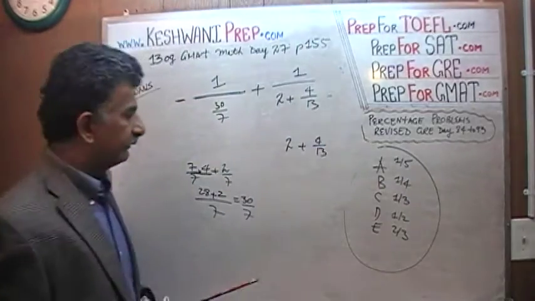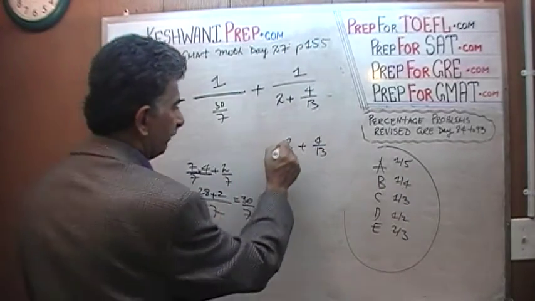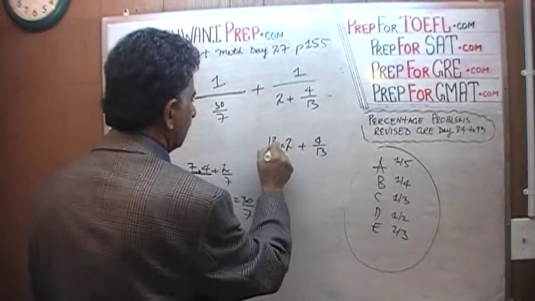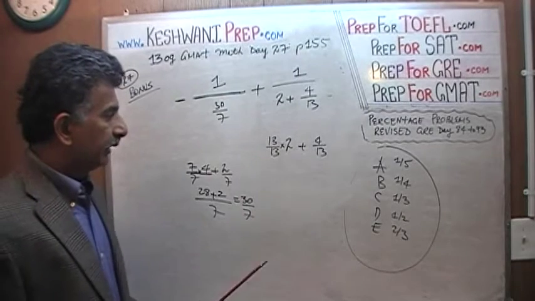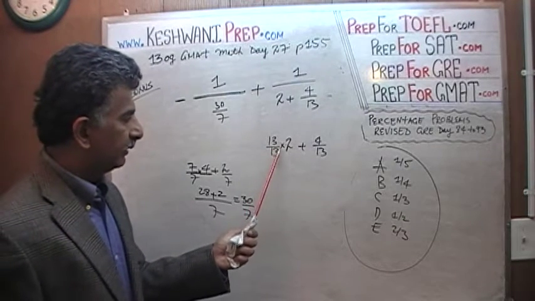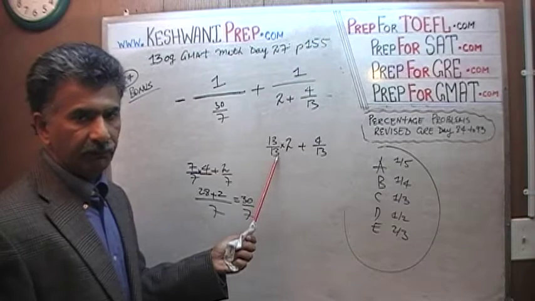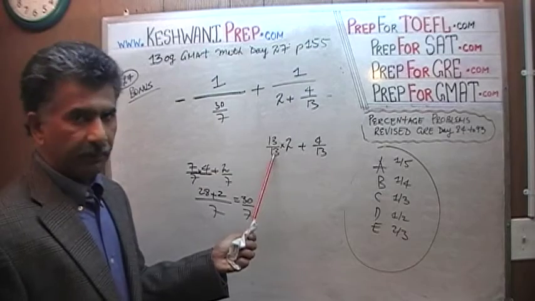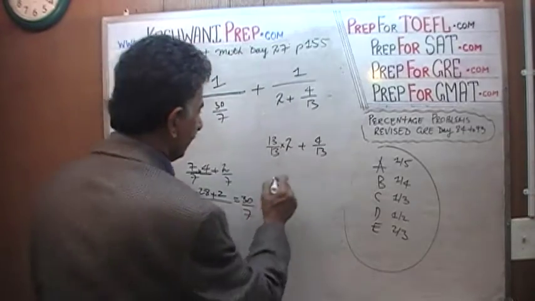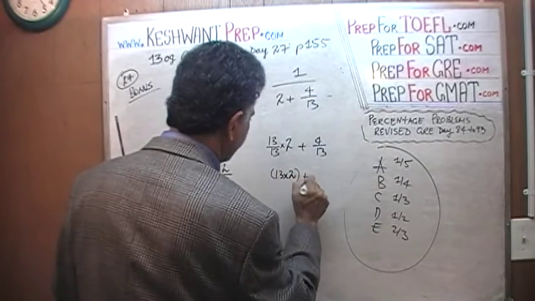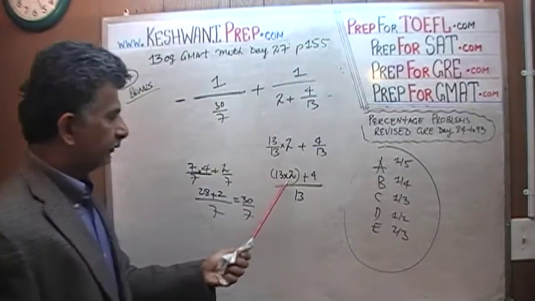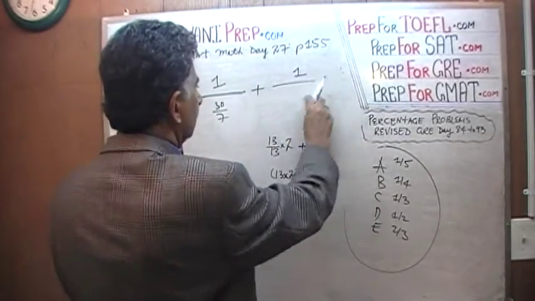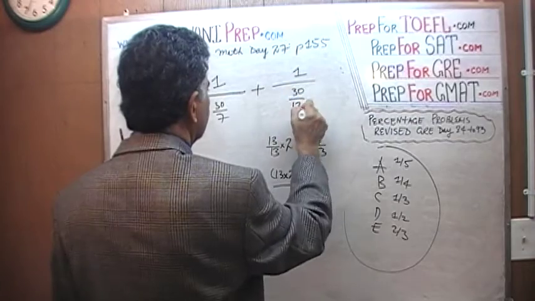How do we give them the same denominator? By multiplying the top and the bottom of 2 by 13 over 13, which essentially is multiplying 2 by 1. So now we have a denominator of 13 here, and a denominator of 13 here. They have the same denominator. So it's 13 times 2 plus 4 over 13. 13 times 2 is 26 plus 4 is 30. It's 30 over 13.